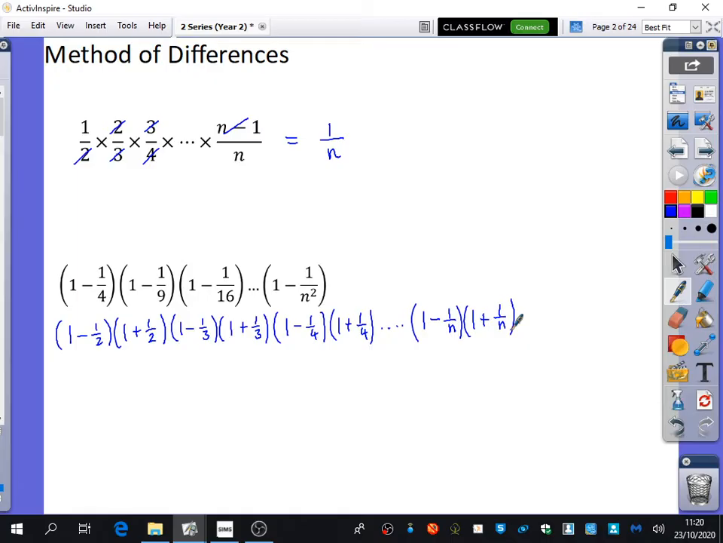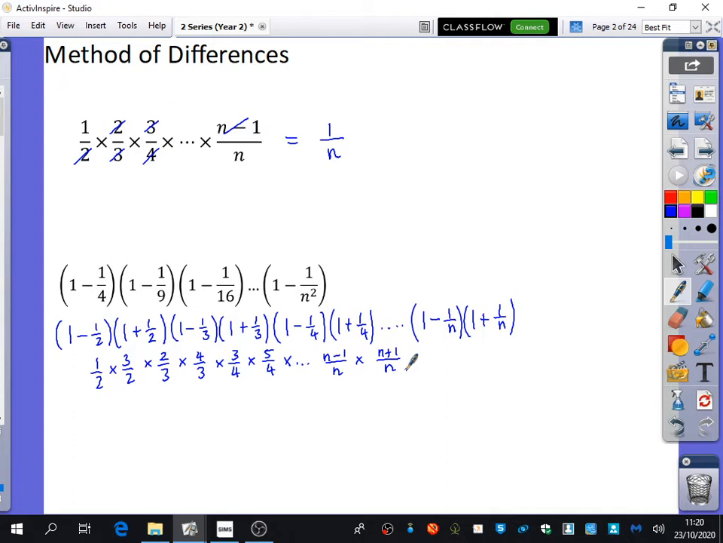Okay, so 1 minus a half is a half, 1 plus a half is, and then I've got 1 minus a third, that's 2 over 3, multiplied by 4 over 3, multiplied by 3 over 4, multiplied by 5 over 4, multiplied by dot, dot, dot. What would this be if I added those together? N minus 1 over n multiplied by n plus 1 over n.